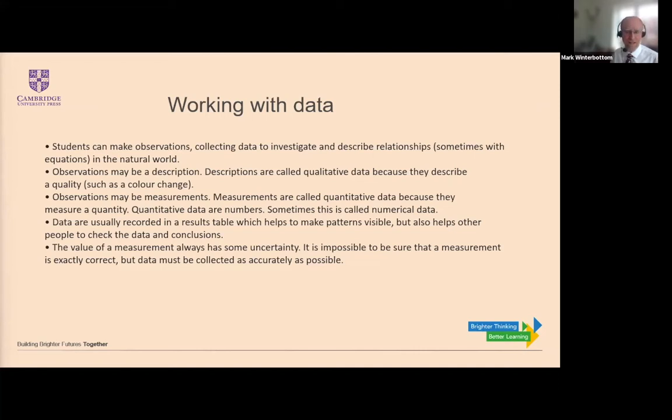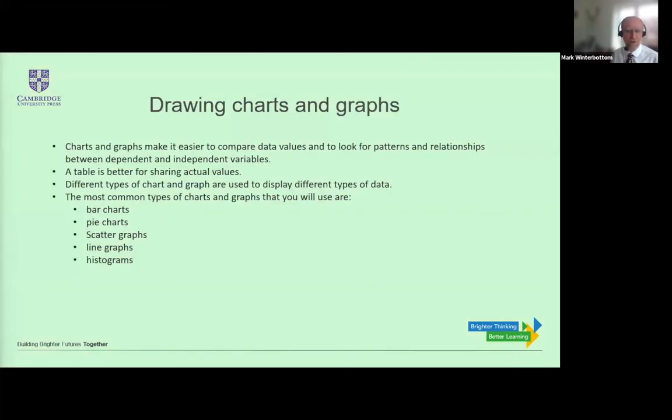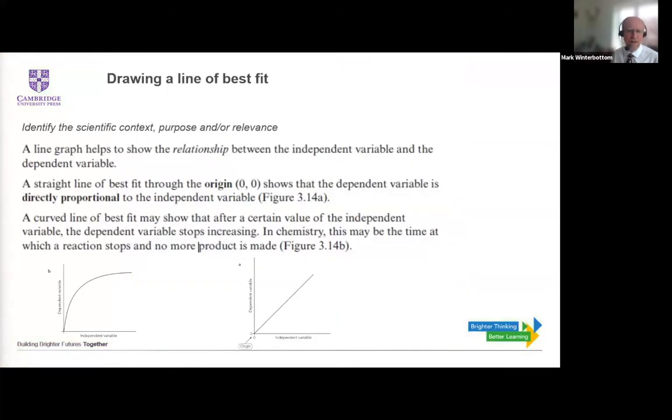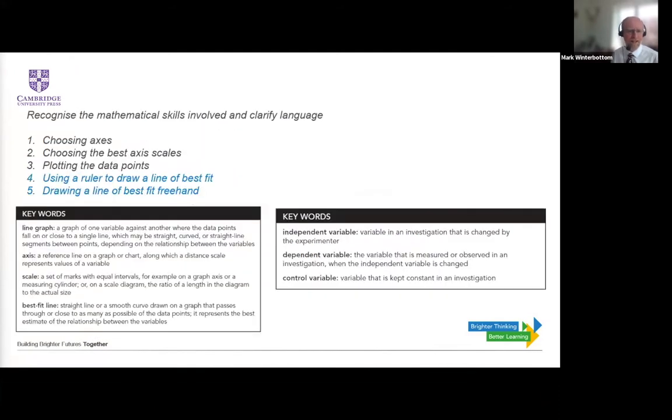Now, in terms of the other areas, let me check my timing, see how I'm getting on. We've got working with data. We've also got drawing charts and graphs, and I think we will just have a quick chat through this one. And so here we are again. So identify the context, purpose, and/or relevance. So here I'm talking about why we want to draw lines, what's important about them, what a straight line shows, what a curved line might show, and giving that context. In chemistry, this may be the time at which a reaction stops and no more product is made. So first step.